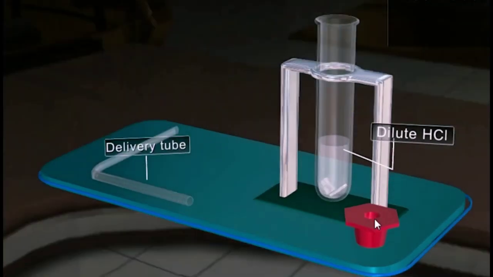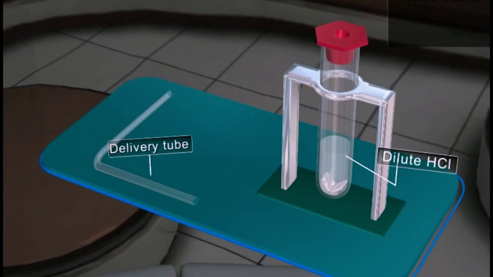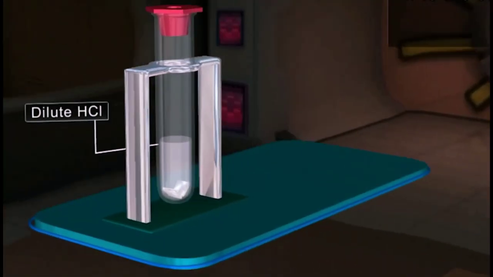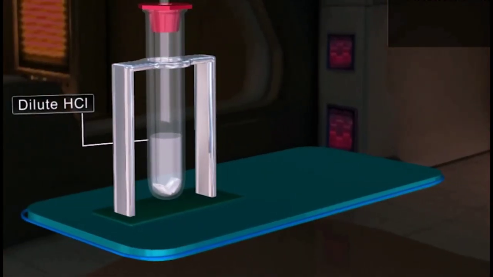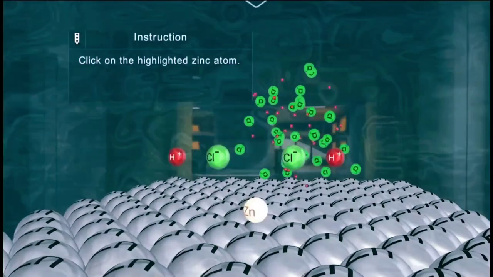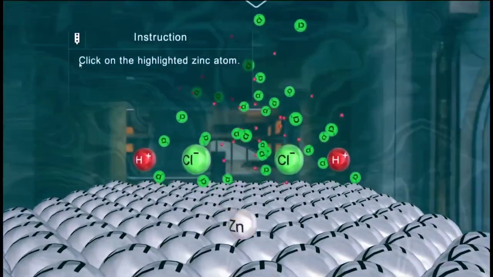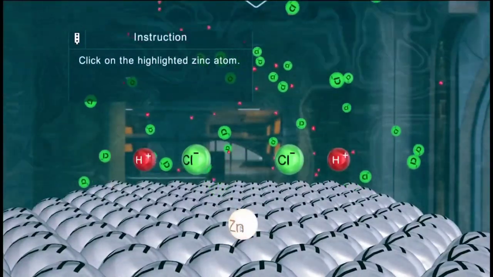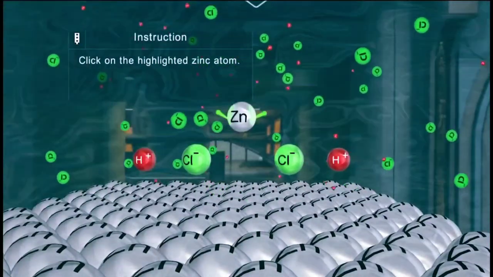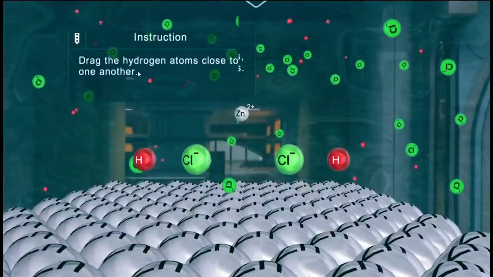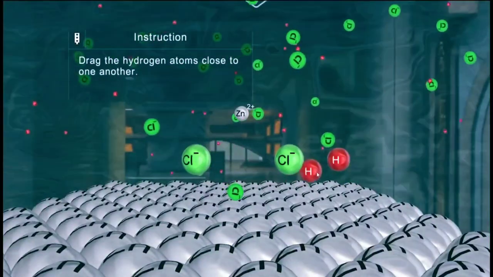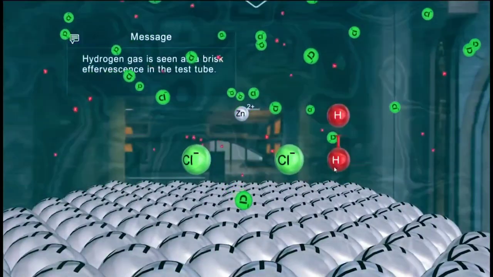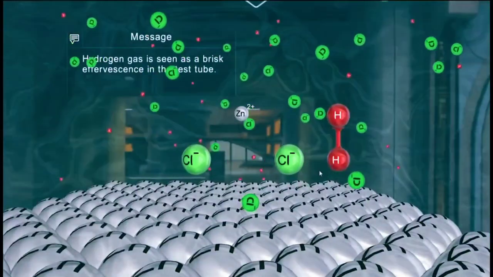The cork is used to seal the tube. The delivery tube is inserted into the test tube through the hole of the cork. What happens at the molecular level? Zinc metal and dilute HCl react, making the zinc atom lose 2 of its electrons, which are accepted by the hydrogen atom. The 2 hydrogen atoms come close to each other to form H2 molecule.